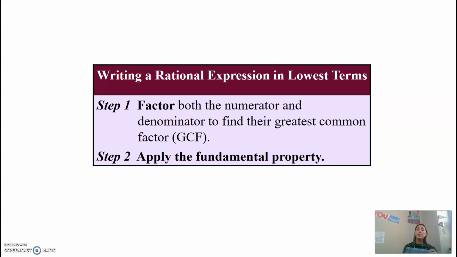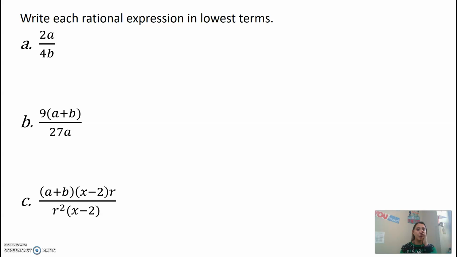So I do want you to write this down. I would like you to write down that when you are writing rational expressions in its lowest terms, the first step is to factor. This is where I start saying, when in doubt, factor it out. You're going to factor, and factor, and factor. And then you're going to find the same thing that's on the top and the bottom, make a big 1, and we're going to use that. So we're going to start off with some examples.